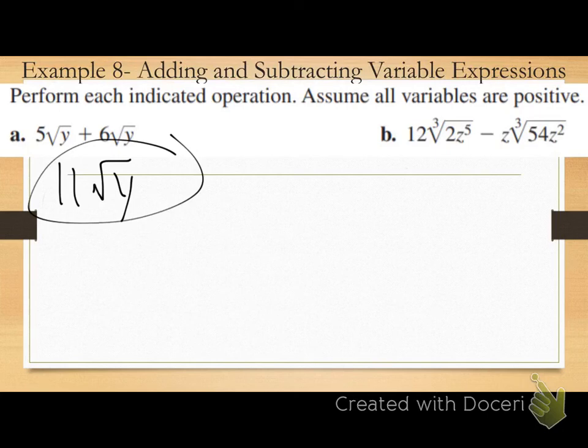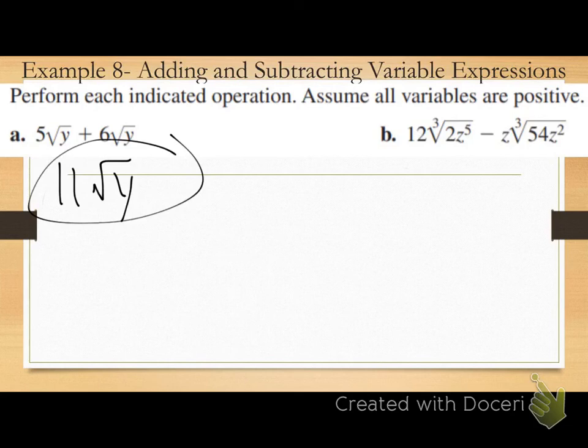Questions on A? That one's not too bad, is it? Easy peasy. Because we're adding here, like we did earlier whenever we just had numbers, we almost treat our radicals like variables. Just regular variables without a radical. So if we have 2x plus 3x, we get 5x, right? So here, we got 5 square root of y plus 6 square root of y equals 11 square root of y. Everyone good with A?